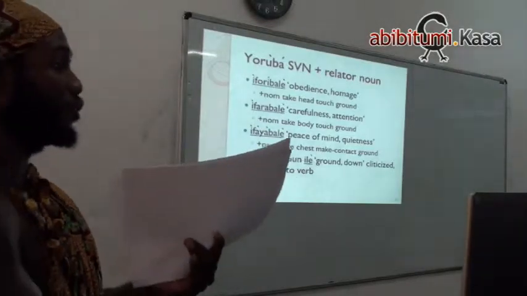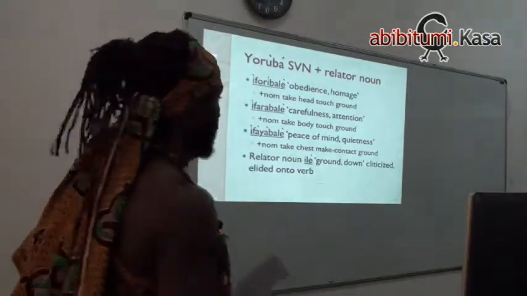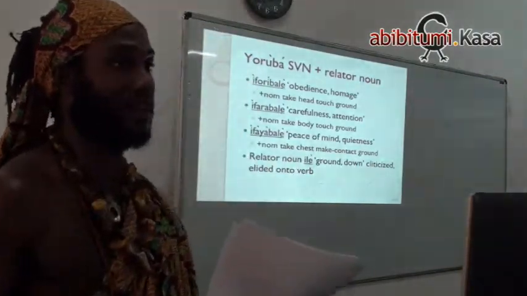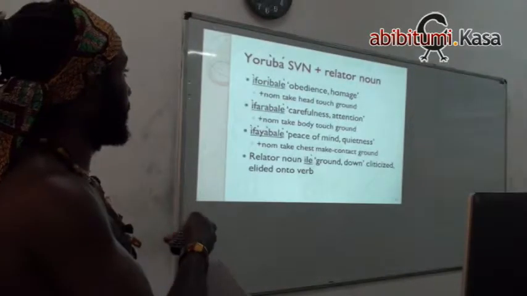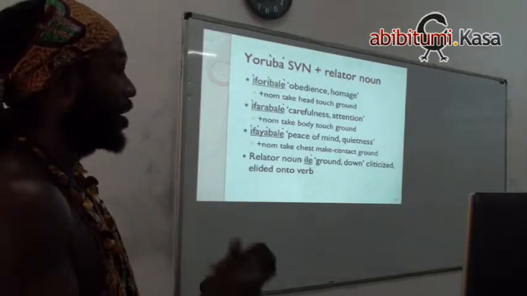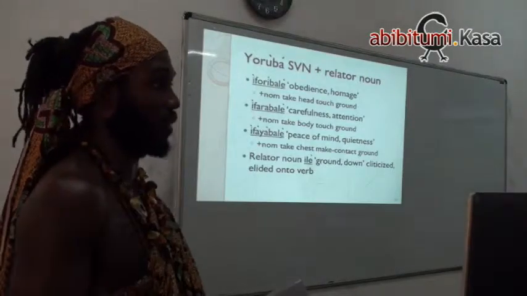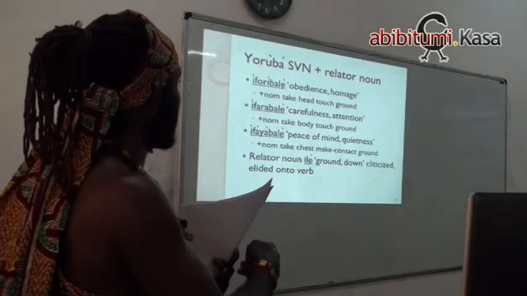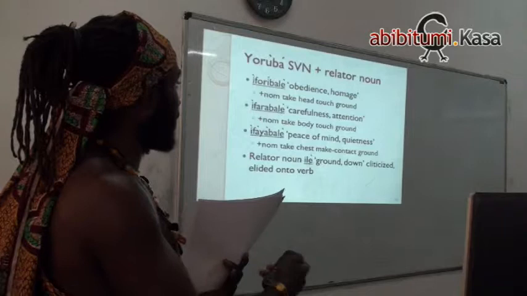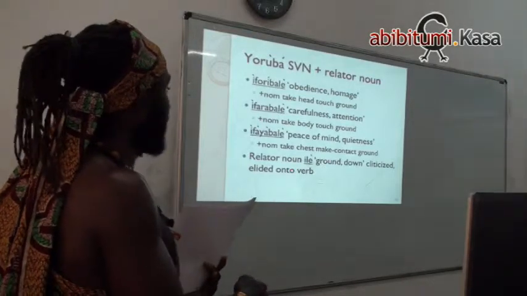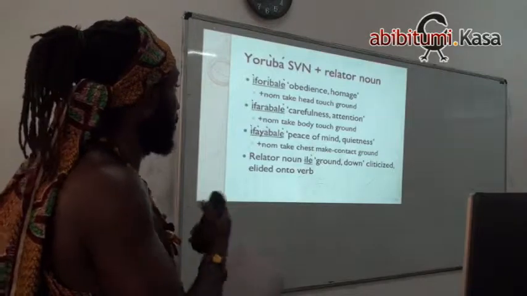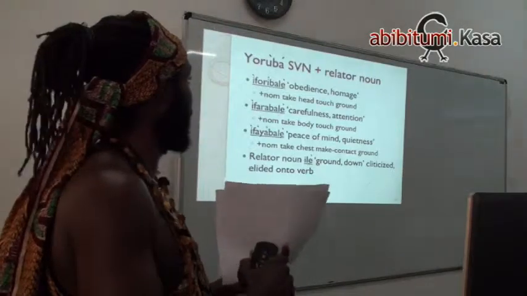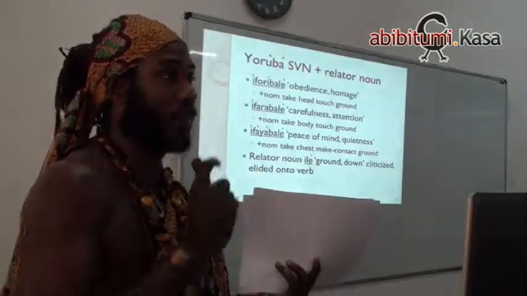We see a similar thing for Yoruba SVNs that have a relator noun, and in this case, ile, translating to ground or down, that you have an abstract concept which is idiomatic. So we have iforibale, or obedience or homage. It comes from literally taking the head to touch the ground. That's the idiom that expresses homage or obedience. Also ifarabale, peace of mind, quietness. The relator noun ile, ground or down, politicized, and elided onto the verb. And all elements have to be there for it to make sense. You can't just say fi and ba and have someone come up with iforibale.